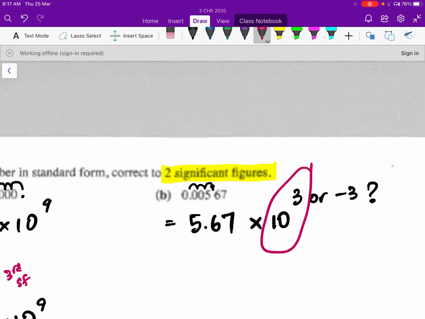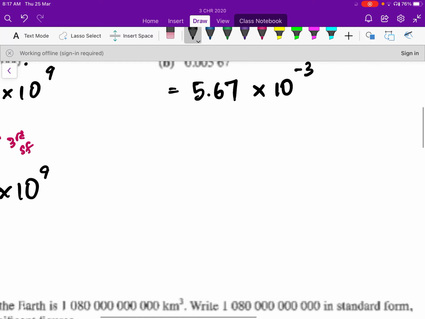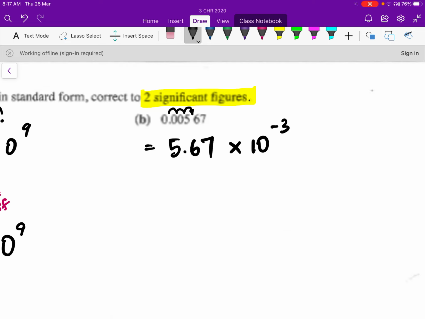5.67 times 1,000 will be 5,670, which is different from the original question. So it cannot be power 3. And then that leaves us with power negative 3. So here we have power negative 3. And you can check using our calculator very easily. 5.67 times 10 power negative 3. You get back the same number as the question, 0.00567. Okay? From here, we still need to round it off to two significant figures.